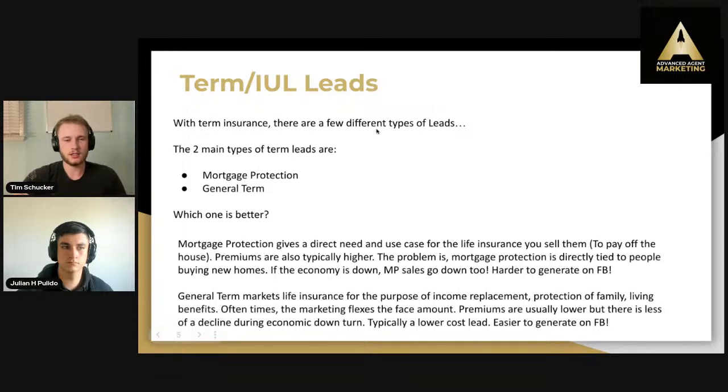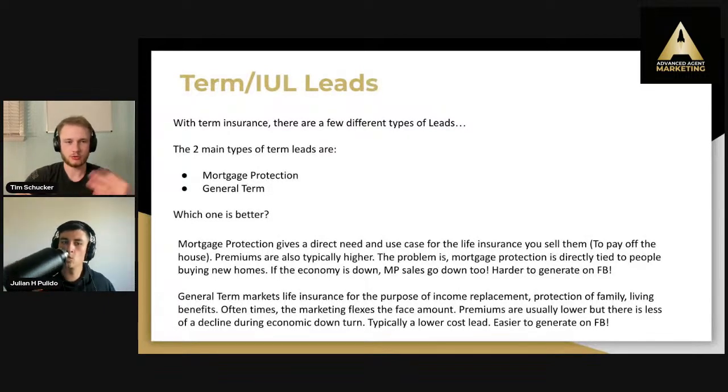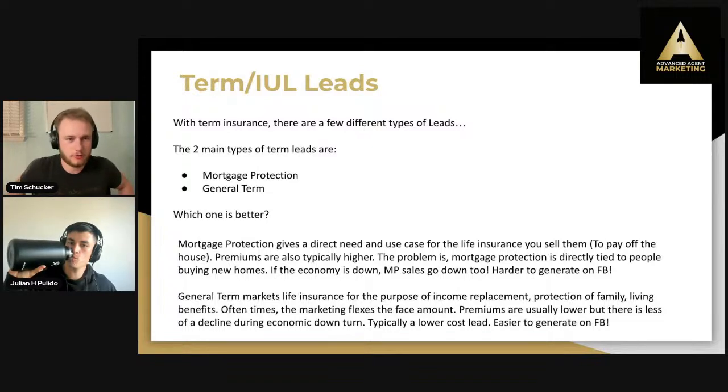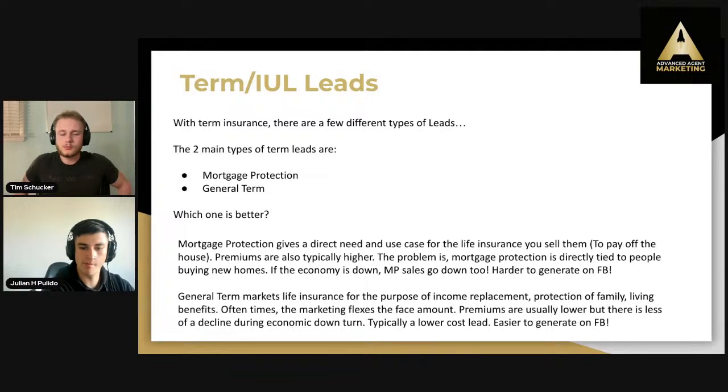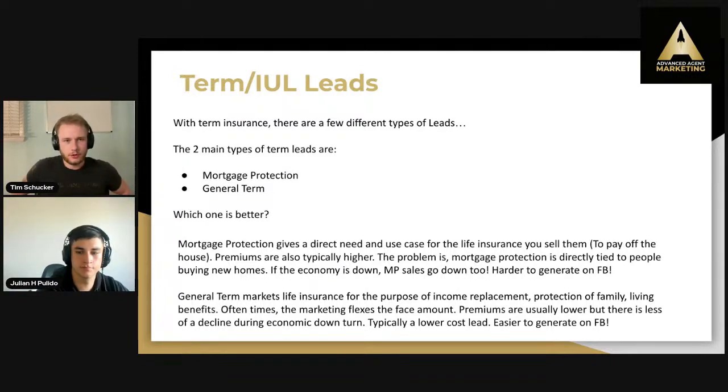Which one of these types of leads is better, right? Generally with term, you're going to see your mortgage protection and then your general term people. The answer is, what we found with mortgage protection in particular, because we've run quite a bit of campaigns for mortgage protection, and a lot of campaigns for term, is that getting ads approved on Facebook is just really difficult. So whenever you try to generate leads, your ads just get rejected and it makes the cost much higher, right? So what we like to do is what we call the niche method, right?